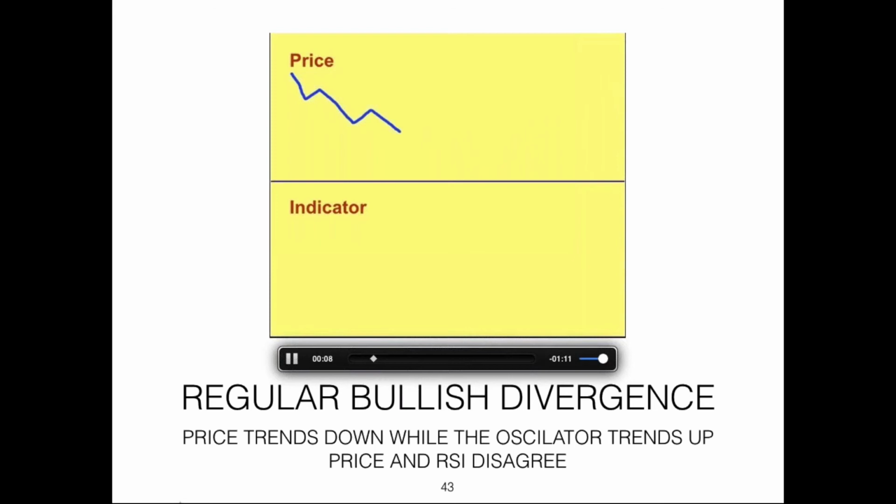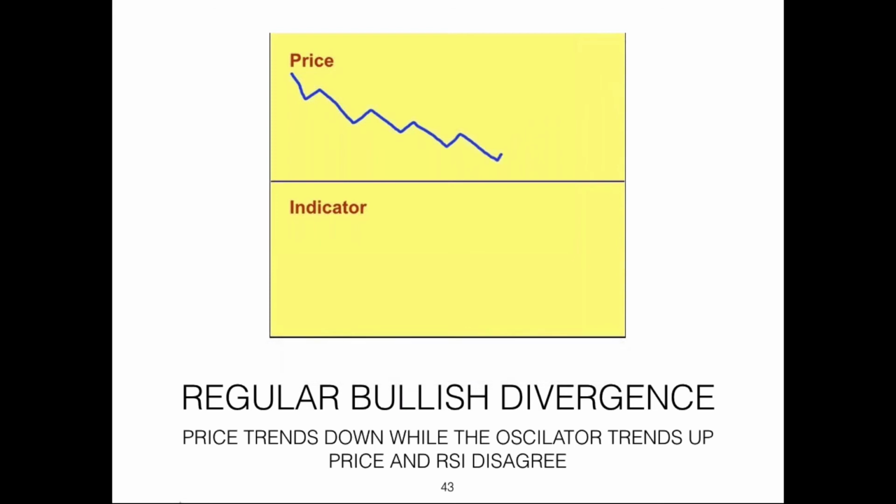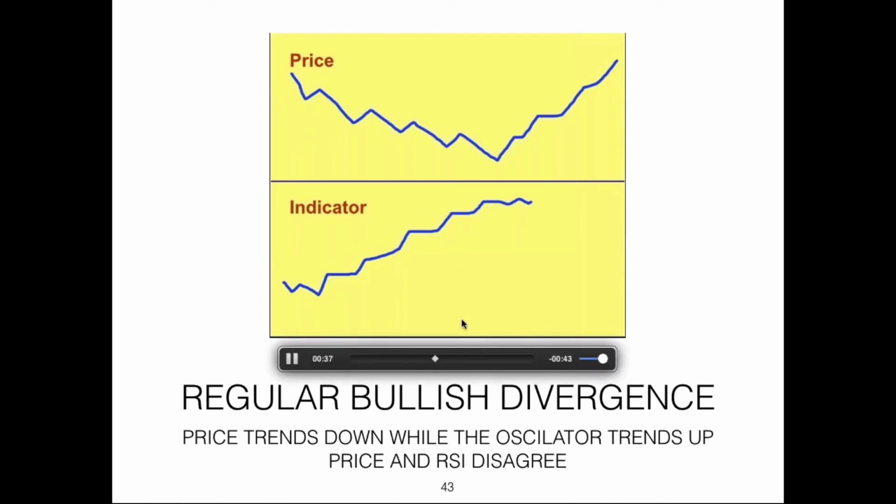Now, if the reversal brought about by the bullish divergence is confirmed by Ichimoku signals on a chart, then we can place a buy order on the position. I will show you how we could use bullish divergence with an Ichimoku chart. So this is a regular bullish divergence because price makes lower lows and the indicator makes higher lows.